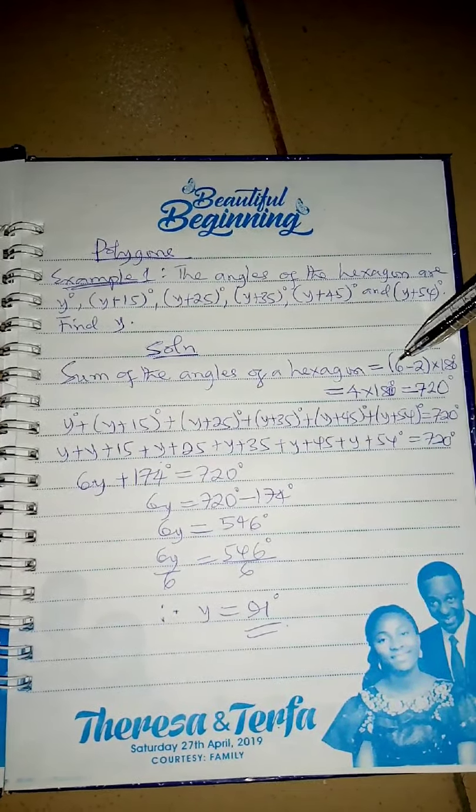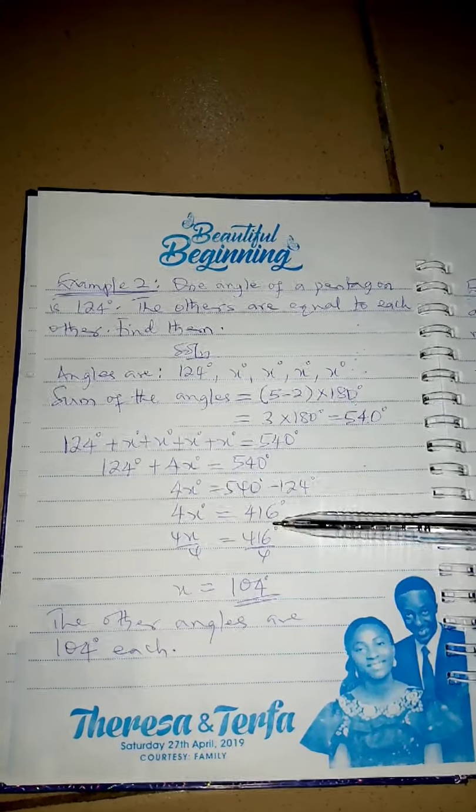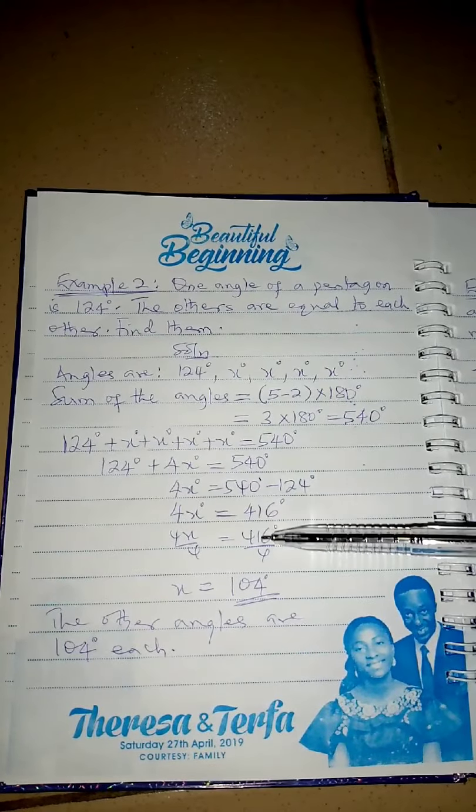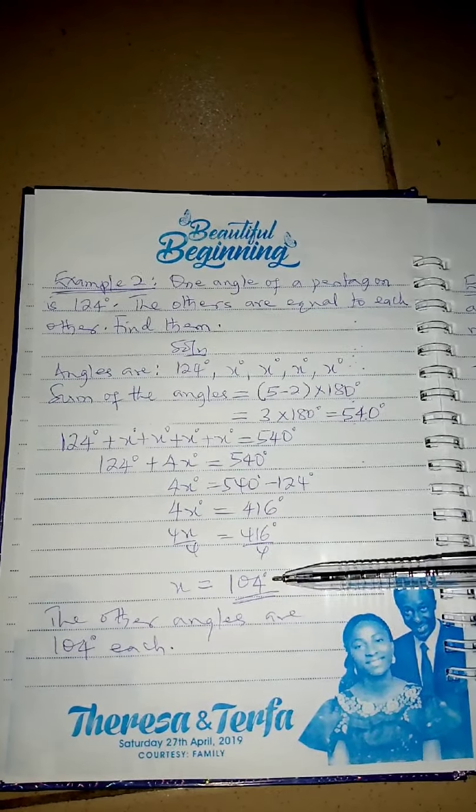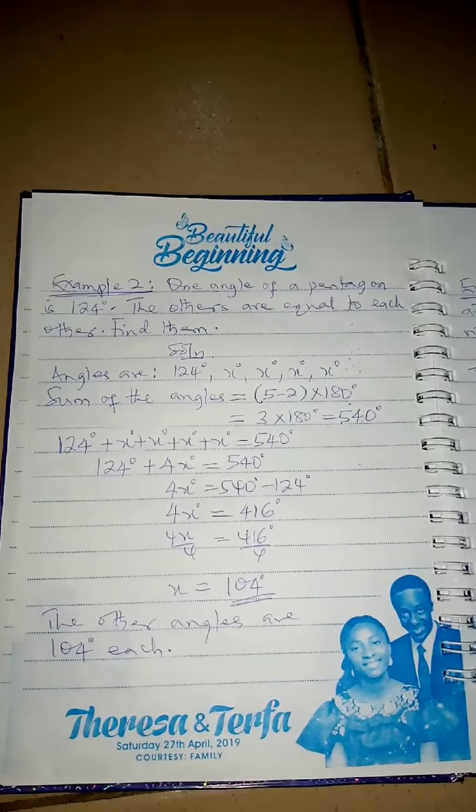When you add the x together, you have 4x. When you collect your like terms, the 124 will be subtracted from 540 to give 416 degrees. Divide both sides by 4 and x becomes 104 degrees. That means the other angles are 104 degrees each, 104 in 4 places. Then with the 124, and that's how you get your angles.